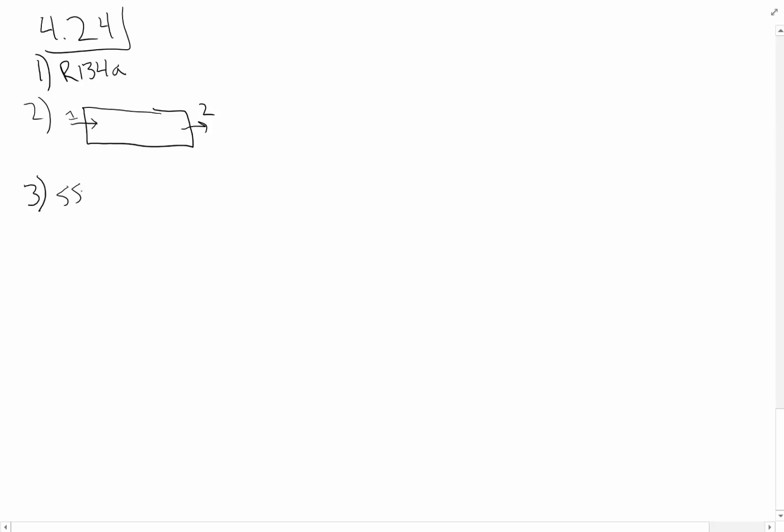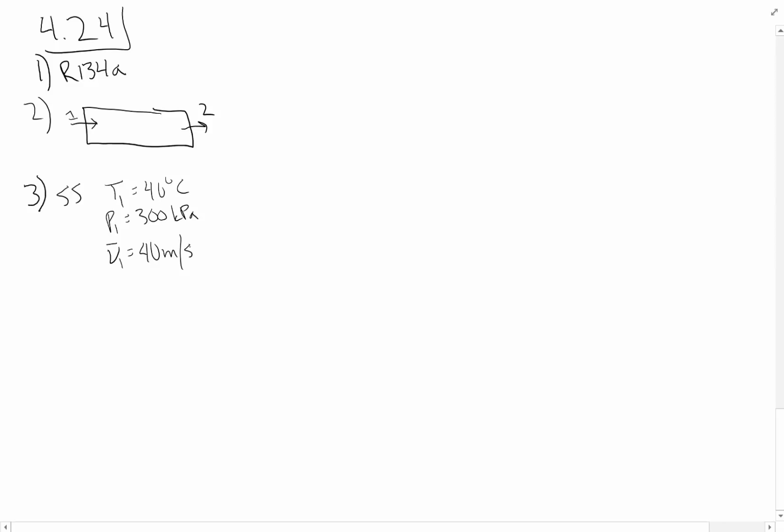It says R134a enters a horizontal pipe operating at steady state at 40 degrees C, 300 kPa. So 40 degrees C and 300 kPa are how the refrigerant enters the pipe. So that means that T1 is 40 degrees C and P1 is 300 kPa. And a velocity of 40 meters per second. So that means that velocity 1 is 40 meters per second.